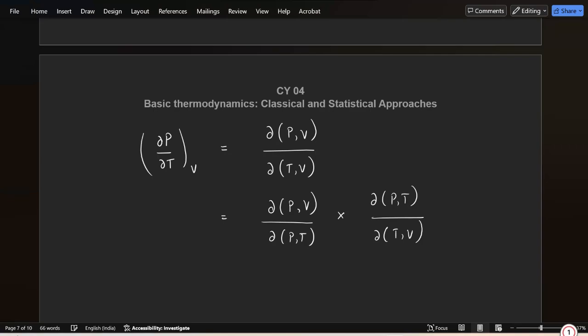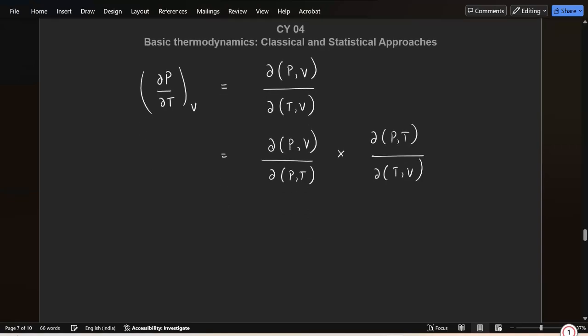Now, since these are determinants, I told you, these are Jacobians, so they are determinants. When PT becomes TP, it becomes negative. PV, when it becomes VP, again becomes negative. Negative will get cancelled. I'll just write it step by step so that we don't miss any step. So it's simple. Negative and negative will get cancelled.